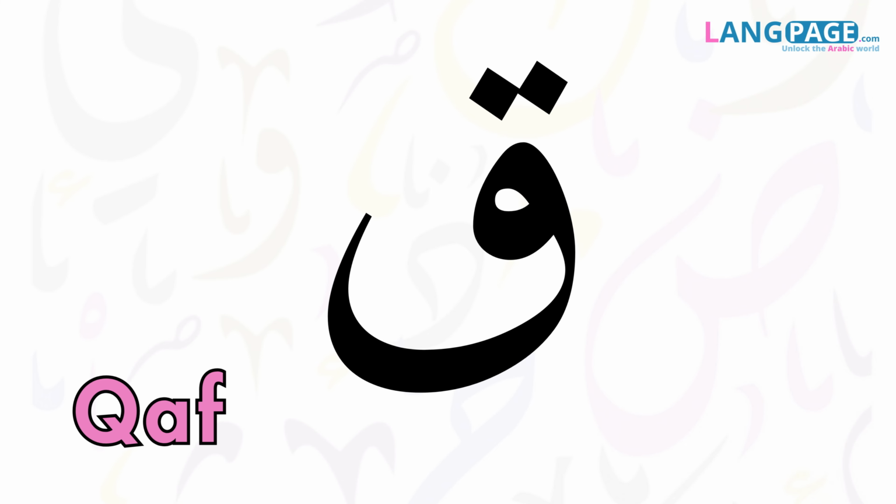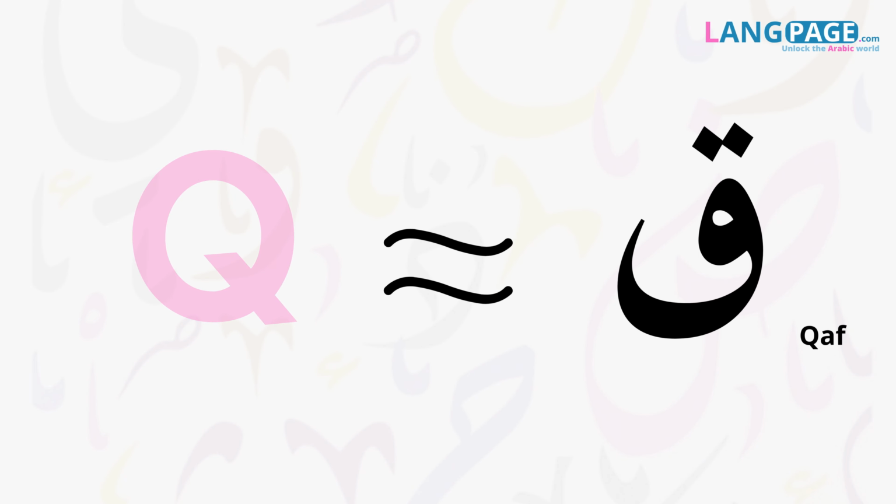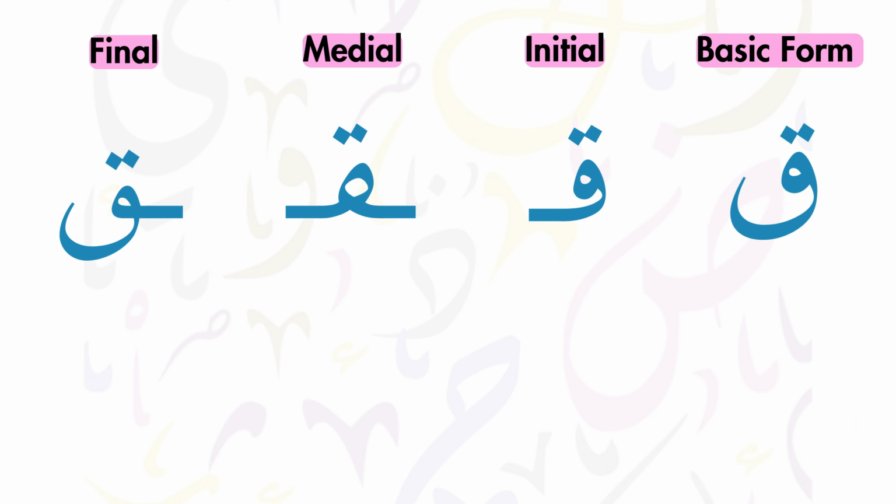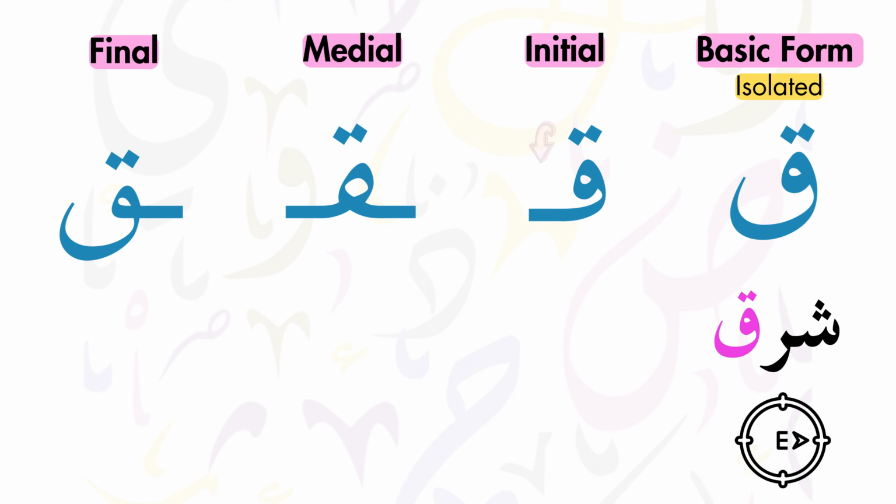The next letter is Qaf, which is similar to the letter Q in English, but it's stronger. Qaf. The letter Qaf has four forms. First, the basic form, the isolated one, which comes at the end of the word, as in the word sharq, which means east.